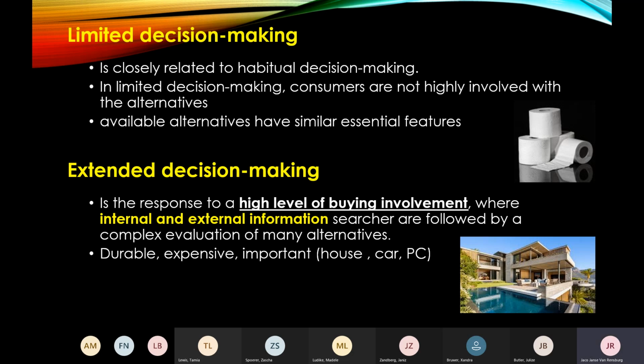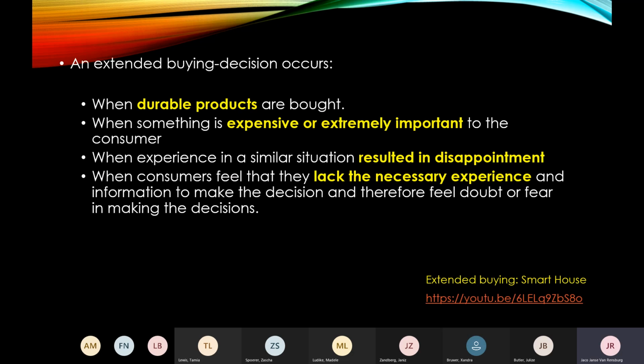Extended decision making refers to specifically high-level buying involvement because of the nature of the product that you can buy. It's mostly expensive, durable items like houses and properties, houses and PCs and cars, for instance. And your information search, internally and externally, is going to be extended as well. That's why it's called extended decision making, or is referred to as extended decision making.